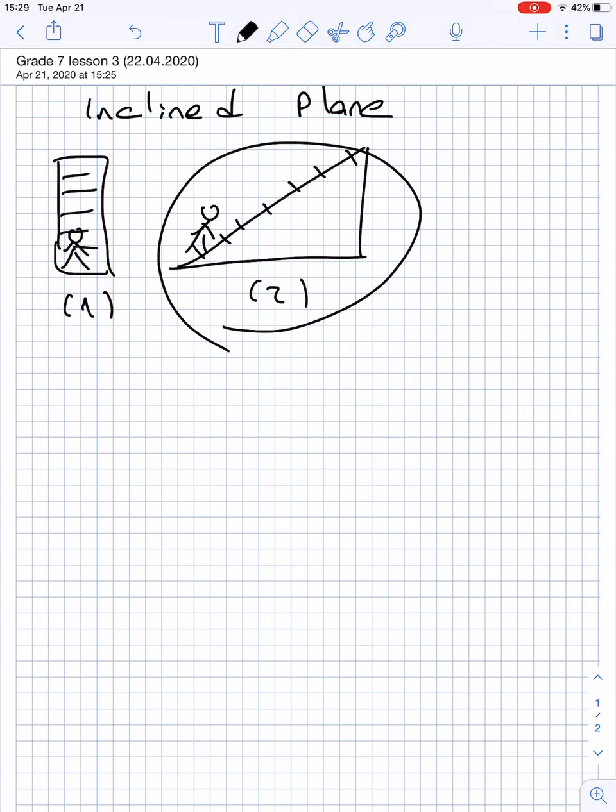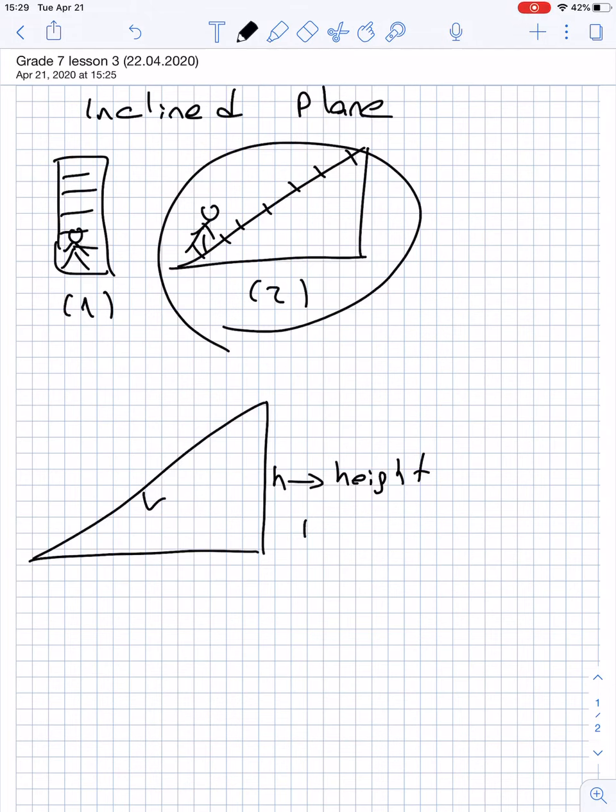And let's analyze work done with an inclined plane. Now this is also our inclined plane. This here is the height of the inclined plane, and L is the length of the inclined plane. If I put a box here with mass M, and I am pulling or pushing with force F.